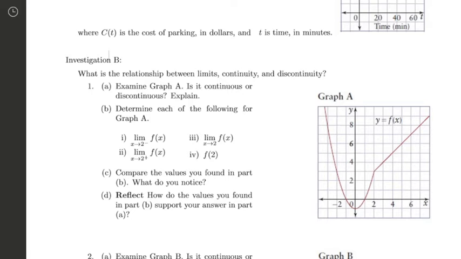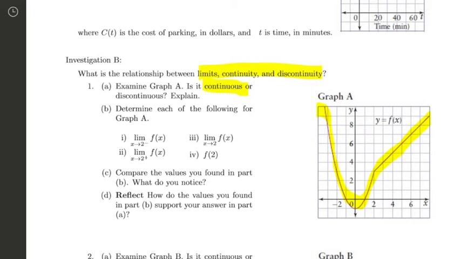What is the relationship between limits, continuity, and discontinuity? So examine graph A. Is it continuous or discontinuous? As I look at graph A, if I trace graph A, you'll see that I can just trace it without lifting my pen. And when you can do that, then you know it is continuous. Right? So it can be drawn without lifting your pen.